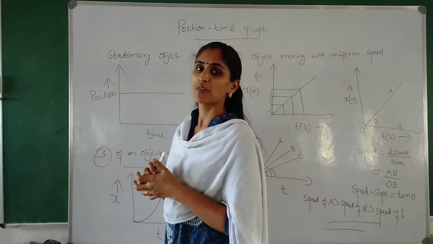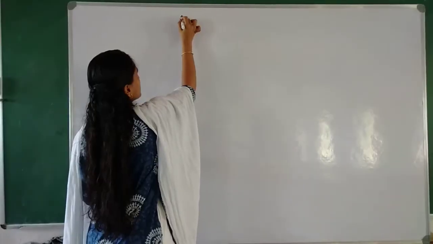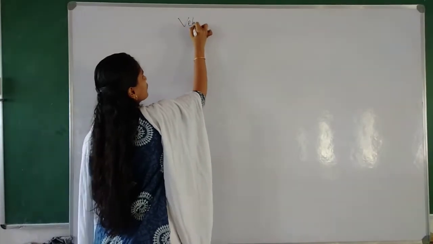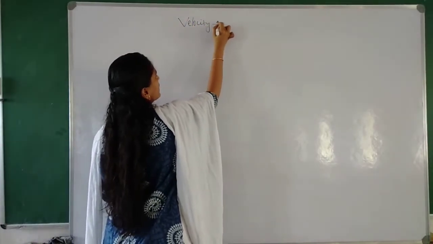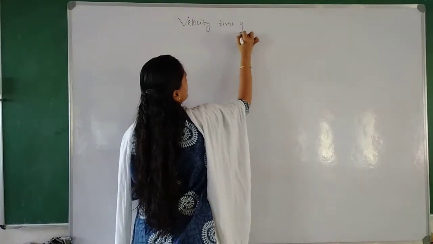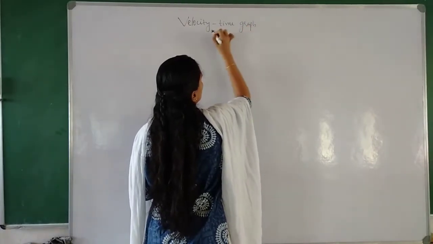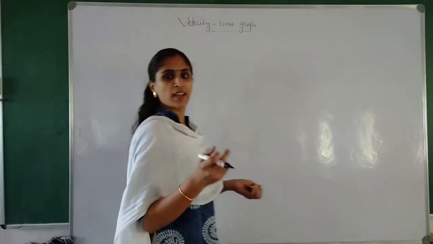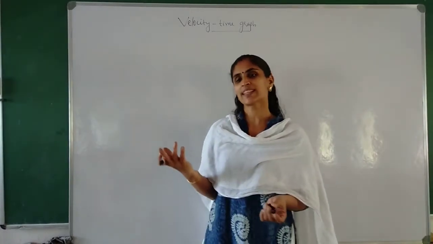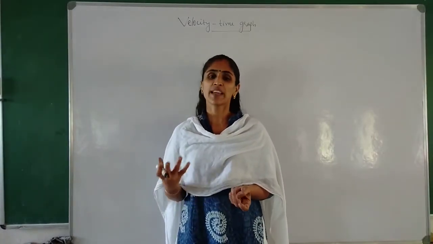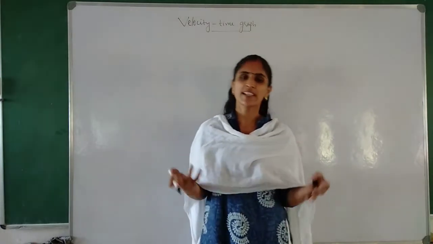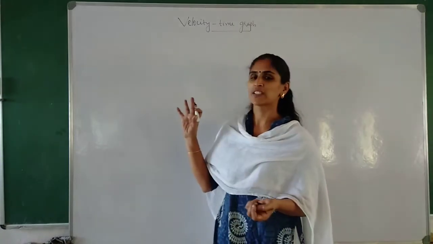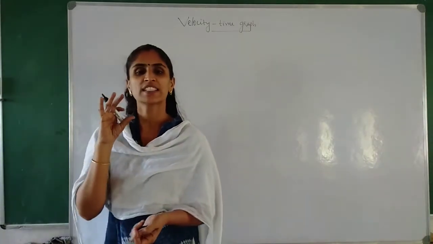Next we will discuss the velocity time graph. Is there any meaning to say about the velocity time graph of an object at rest? No meaning at all. Why? If the object is at rest, there is no change in position, so no velocity at all. So no need to bother about the velocity time graph of an object which is at rest.